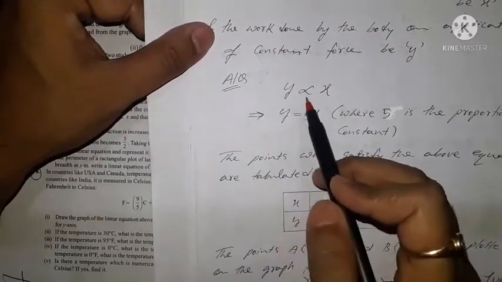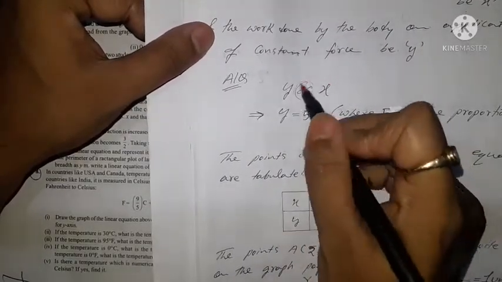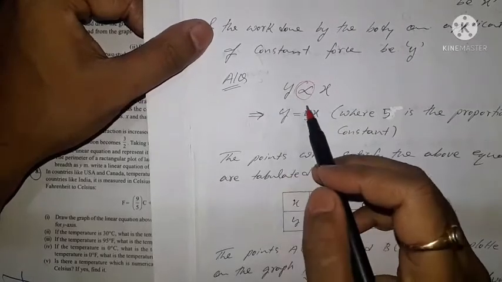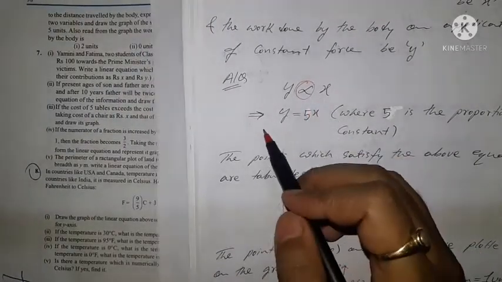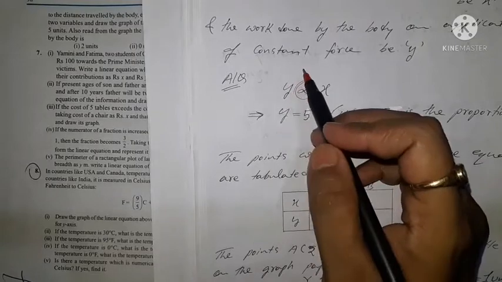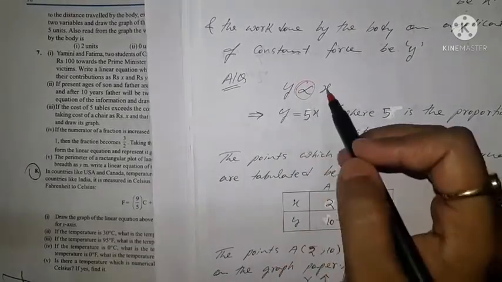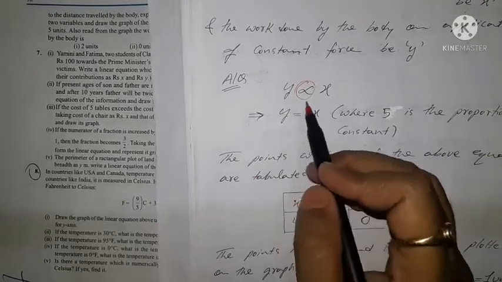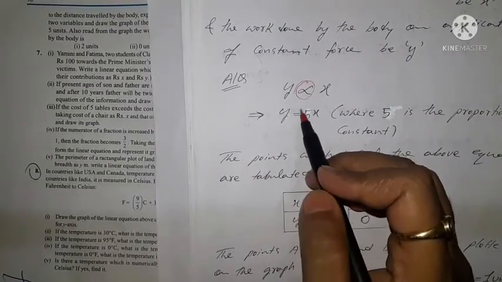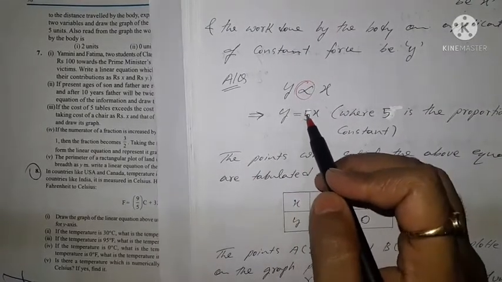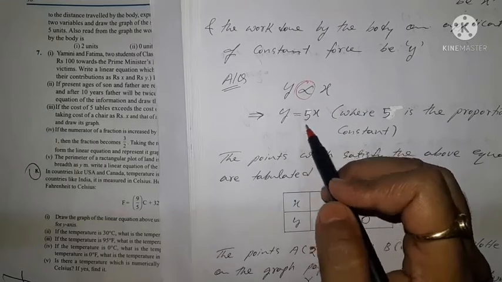So this is the proportionality sign. y is directly proportional to x. That means if y increases, x also increases. If y decreases, x will also decrease. So when we replace the proportionality sign by an equal sign, we need to give a constant here, the proportionality constant.